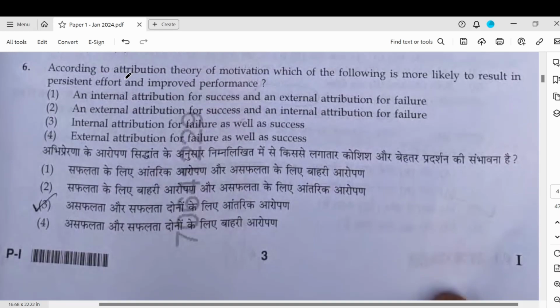So according to attribution theory of motivation, which is a theory of motivation which we study, which basically talks about what you attribute motivation to, which of the following is more likely to result in persistent effort and improved performance? So this will be an internal attribution for success as well as failure. So the person has answered correctly. That means if I know that I can control whether I'm a success or a failure, there will be persistent effort and improved performance.